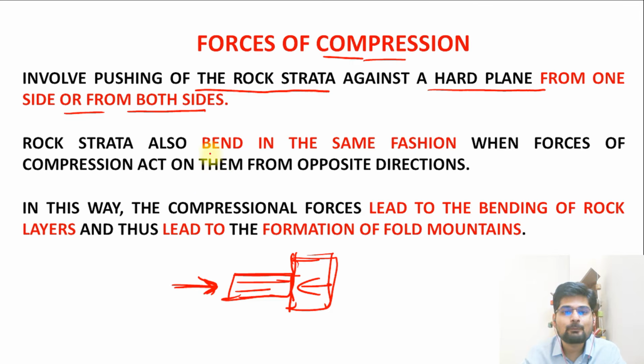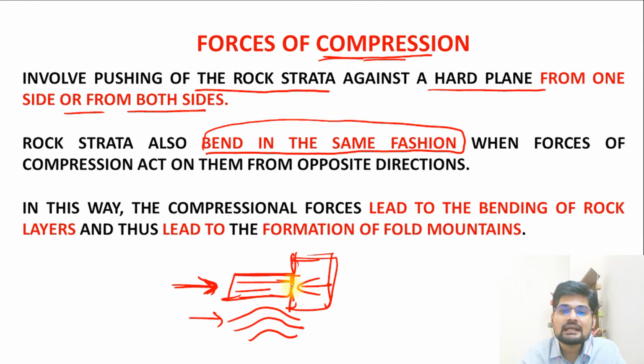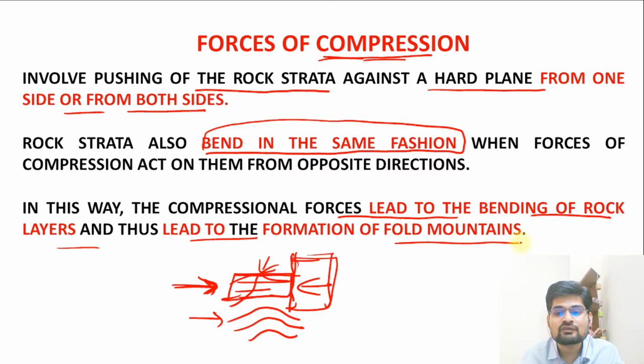So rock strata also bend in the same fashion. Remember, in the fashion of this compression, there is bending of these rock strata. From where the force is coming, accordingly the bend happens in this particular strata. And remember, it also depends upon the material. If the material is soft, it bends. But if the material is hard, remember what happens? There is a fracture in the material. So in this way, the compressional forces lead to the bending of rock layers and thus lead to the formation of fold mountains, as we know the example of the Great Himalaya.